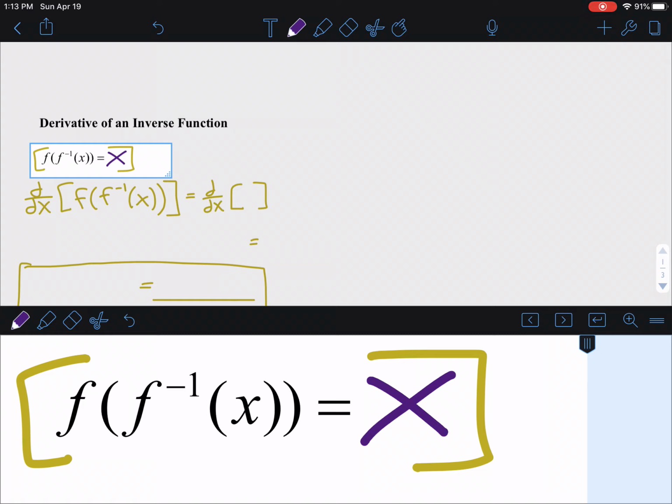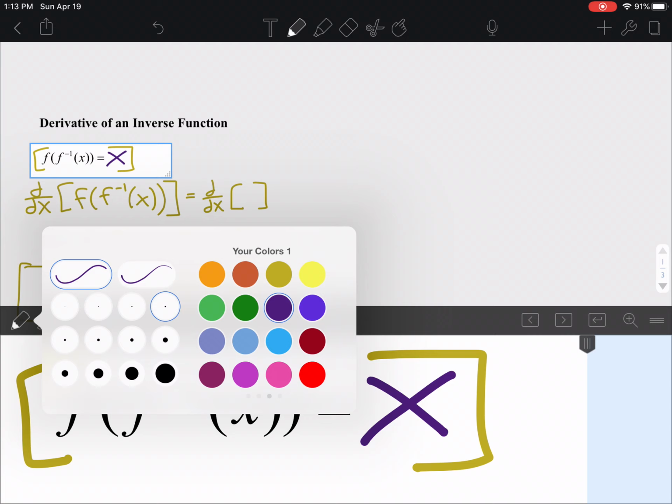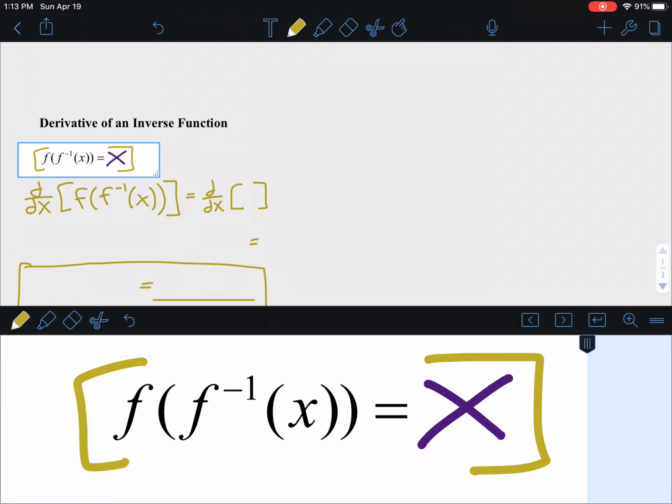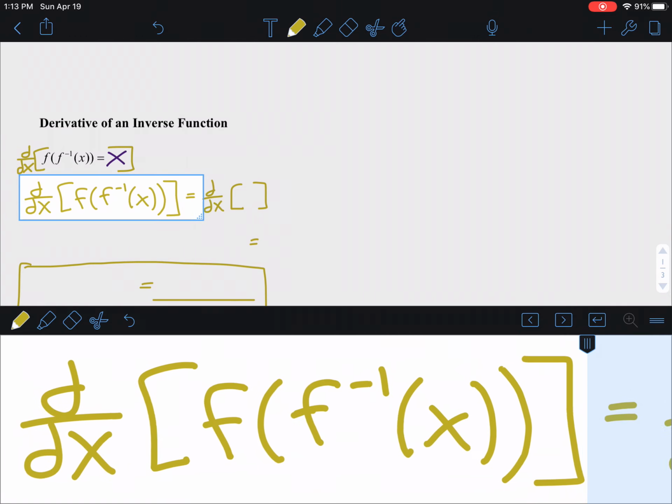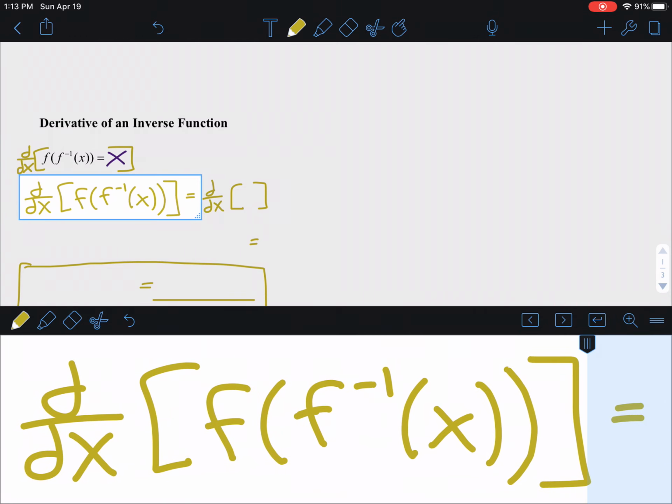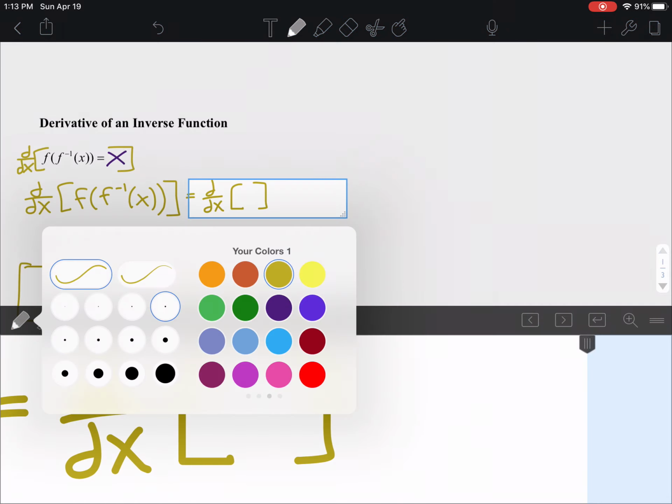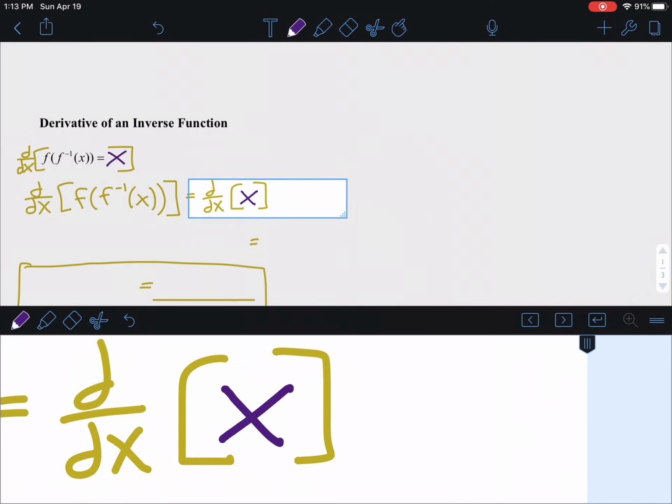Now, we could also flip this composition around. We could do f inverse of f of x as well. But there's a reason why I'm doing it this way, which will make sense in a moment, because here's what we're really here to do with this. We are going to take the derivative of this equation with respect to x, which means we have to take the derivative of each side. So we're going to take the derivative of the left-hand side, f of f inverse of x, and we're going to take the derivative of the right-hand side, which is just x.